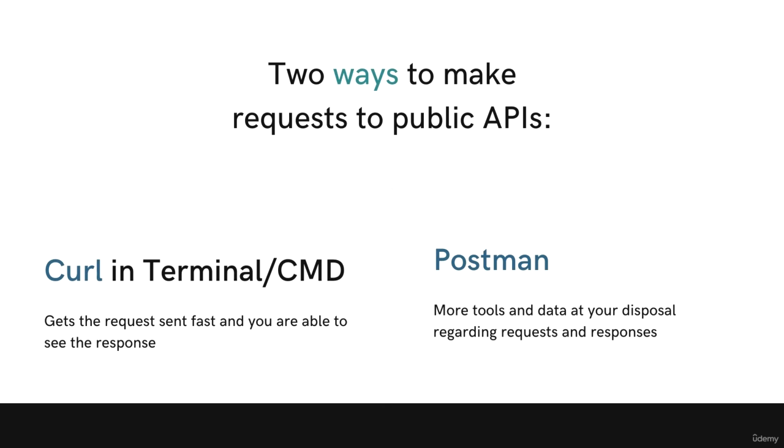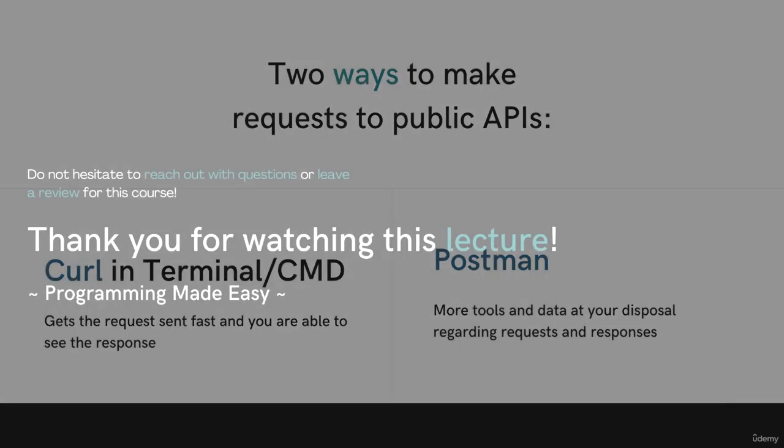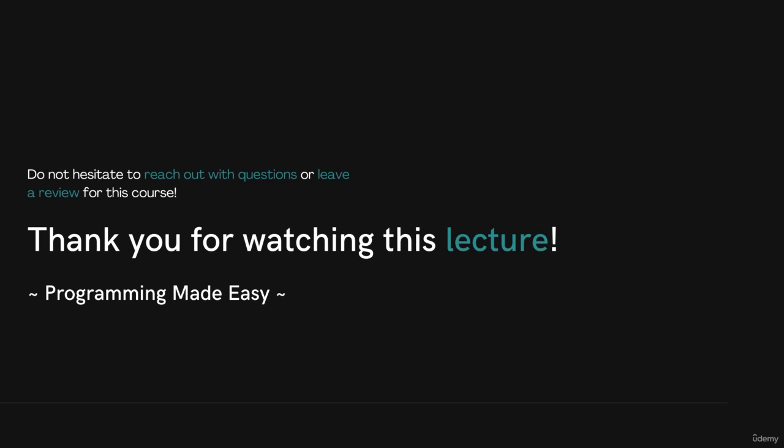Now, in the next few lectures, we are going to take a public API and make some requests to it with both curl and Postman, just to see exactly how we can do it, how we can actually use not only the HTTP verbs and accessing API's endpoints and see them in practice, but also all the notions that we have talked about theoretically up to this point.